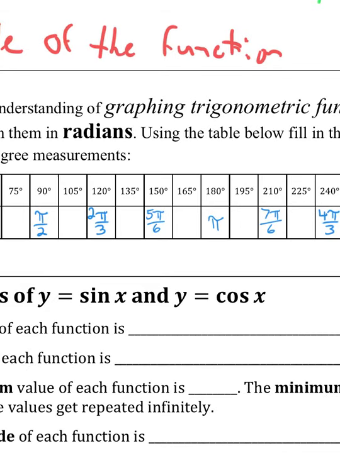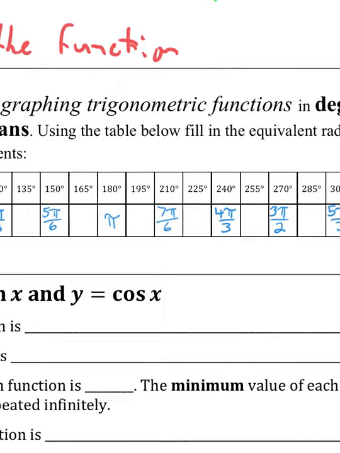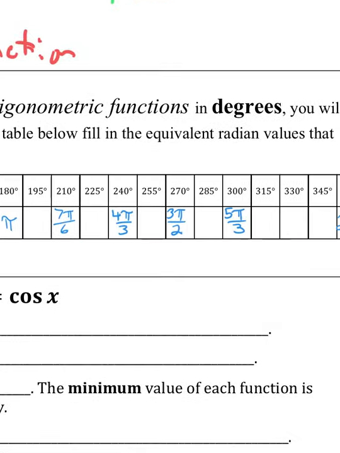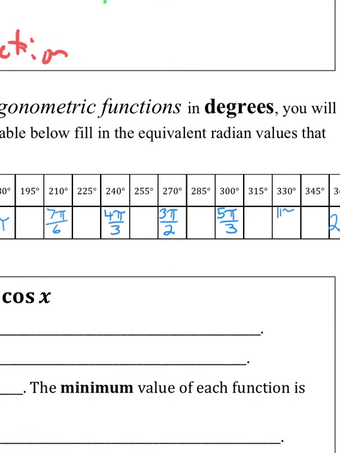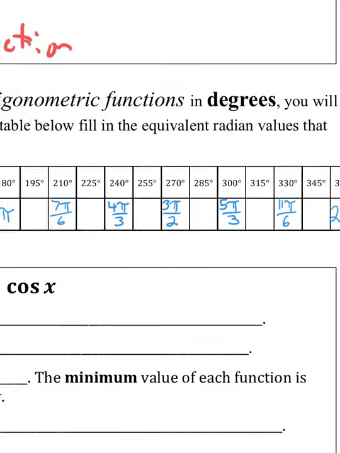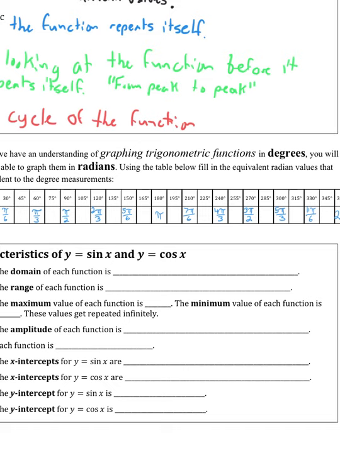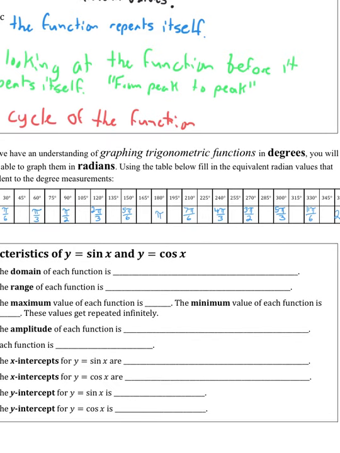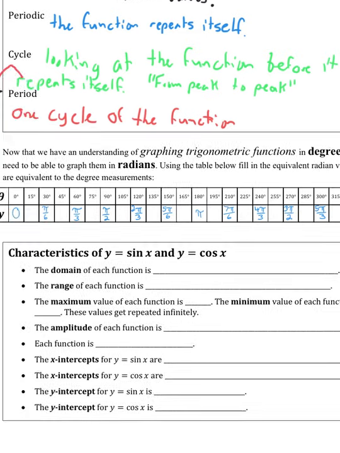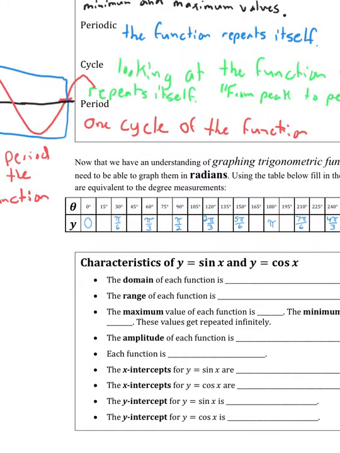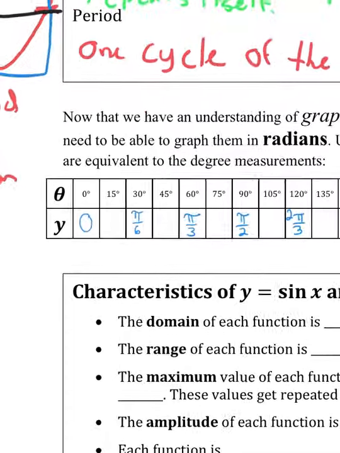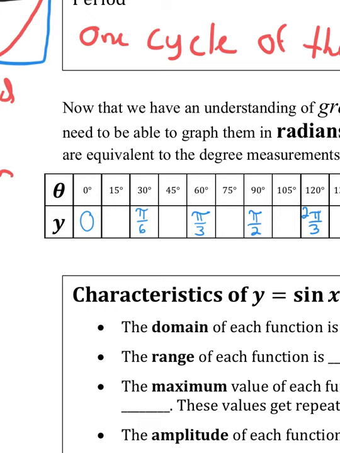7/6, 8/6 is filled in, 9/6 is filled in, 10/6 is filled in, 11/6 is not filled in, and then 12/6 is 2 pi. Again, I'm just using my knowledge of fractions and counting to fill in the table. Very last one here, 15 degrees. And I go ahead and say, what's half of 1/6?